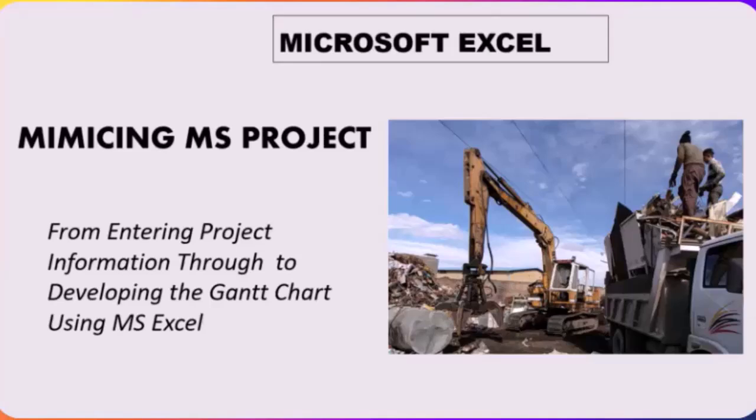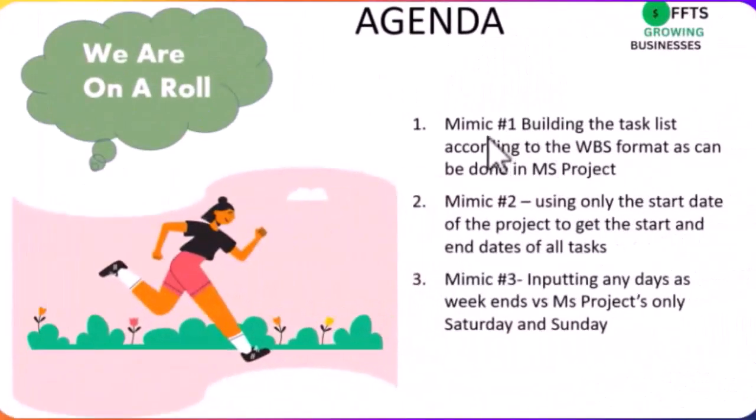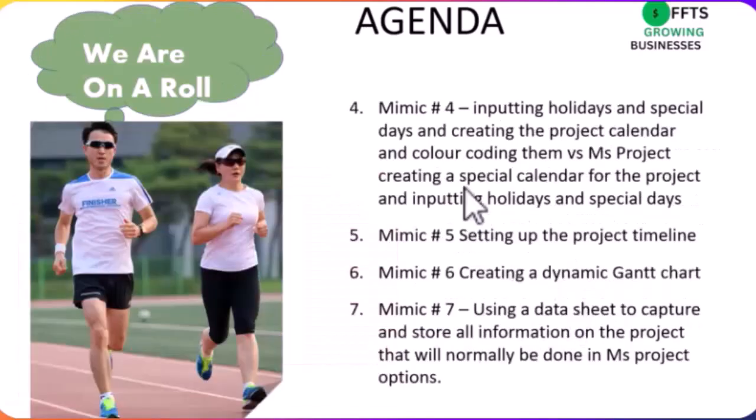So what is our agenda? Mimic 1, building the task list according to the WBS format as can be done in MS Project. Mimic 2, using only the start date of the project to get the start and end dates of all tasks. Mimic 3, inputting any days as weekends versus MS Project only Saturday and Sunday. Mimic 4, inputting holidays and special days and creating the project calendar and color coding them, versus MS Project creating a special calendar for the project and inputting holidays and special days.